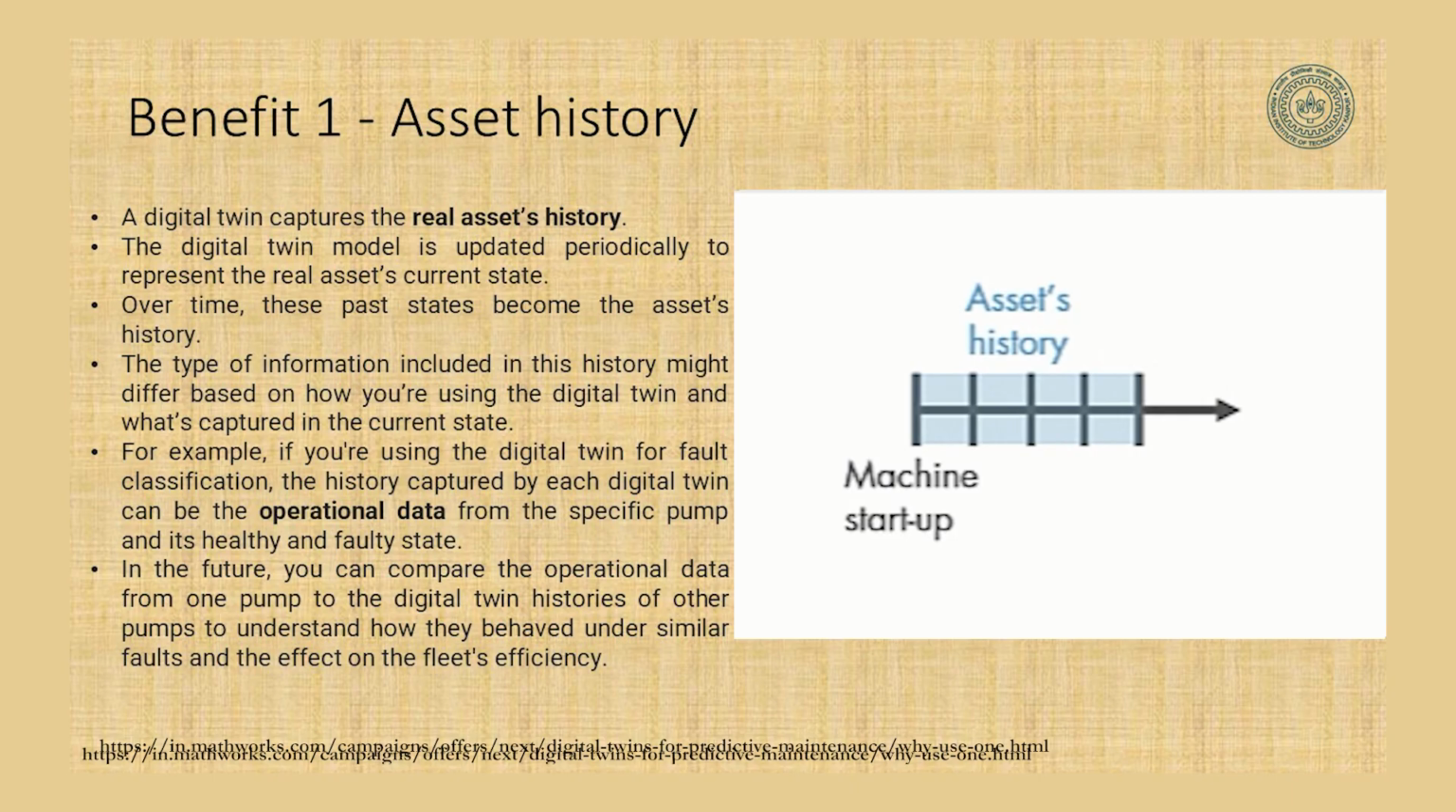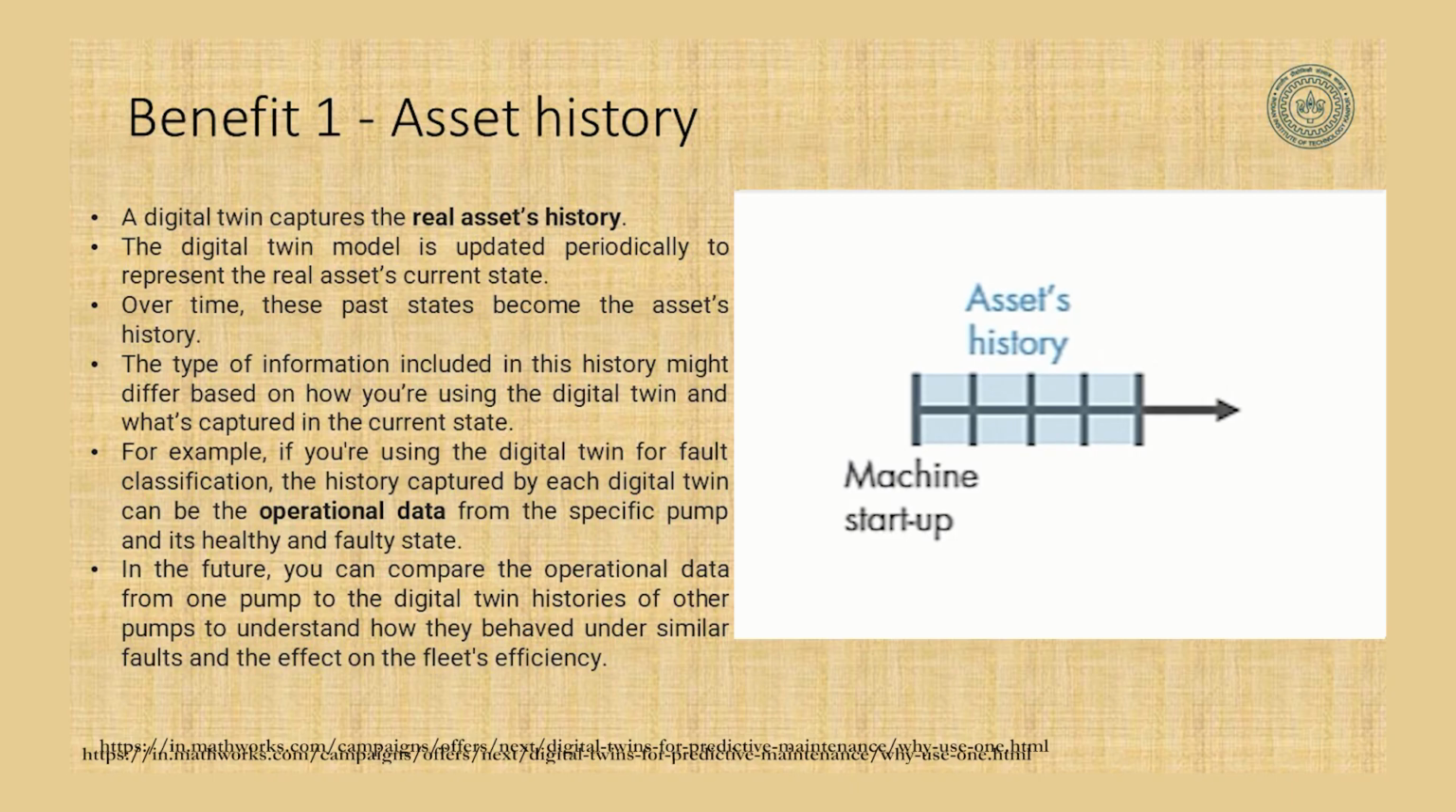Are you using it for predictive maintenance? Are you using it for some what if simulations? So, based on what you are using it for, the asset history will be different. Okay. So, for example, if you are using the digital twin for fault classification, the history captured by each digital twin can be the operational data from a specific, let us say, pump and its healthy and faulty state. Okay. Some pump characteristics and its healthy and fault state. We will see an example of a pump in the coming slides.